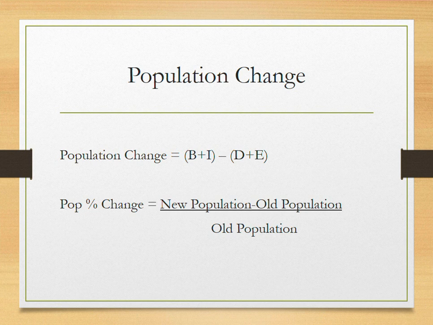We can also calculate a population percent change. Just like calculating any percent change, it's simply going to be the new population minus the old population divided by the old population. And of course, that's multiplied by 100 as it's a percent.